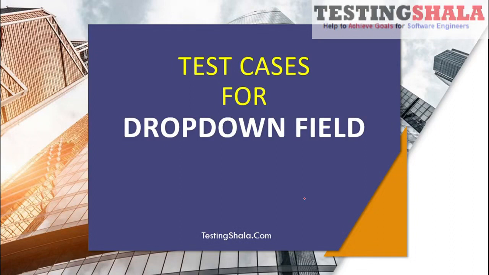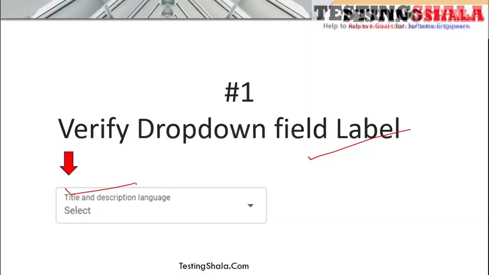So in this video, I'll be providing detailed information on how to write test cases for a drop-down field. The first validation you should make here is every drop-down should have a label in it. That is the first validation you should make.